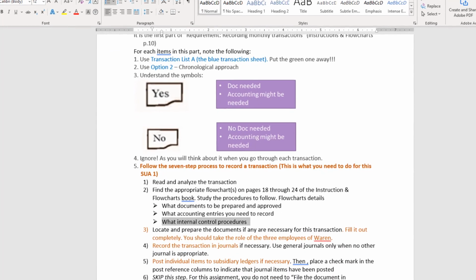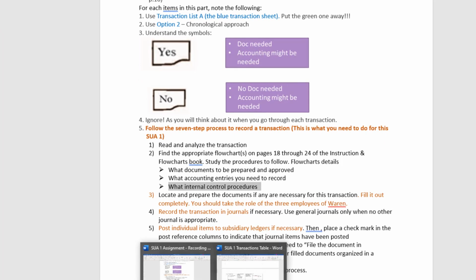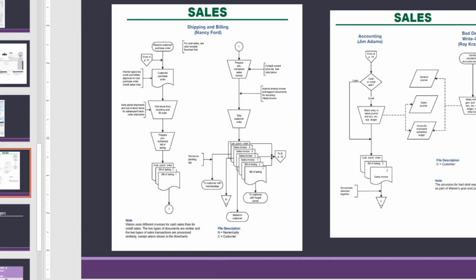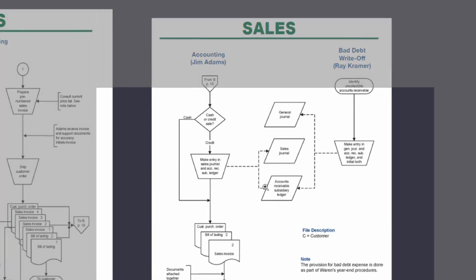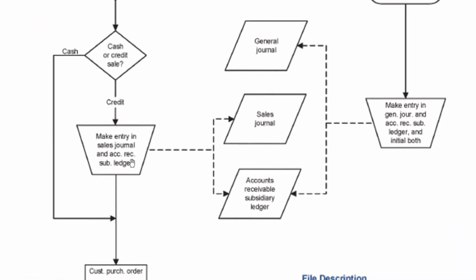That is number 5. So we're gonna do number 4, record transactions in journals. We know that we need to record the transaction to the sales journal. Okay, let's see it better. Make an entry in the sales journal and accounts receivable subsidiary ledger. So here the information flows to the sales journal and AR subsidiary ledger. I misspoke.